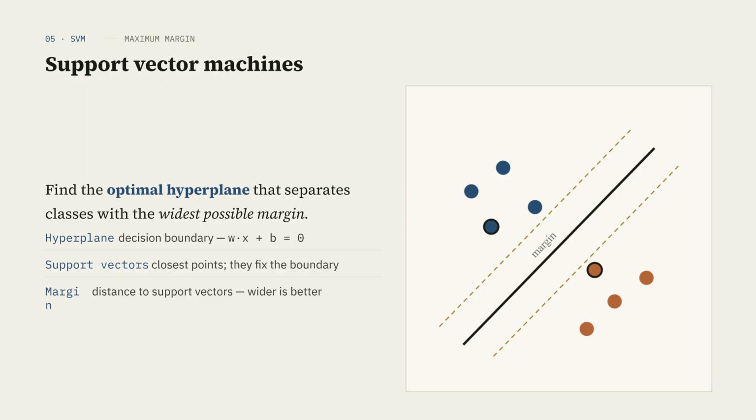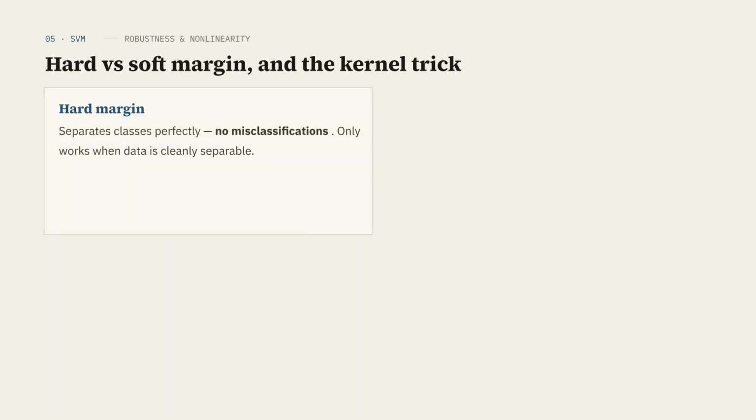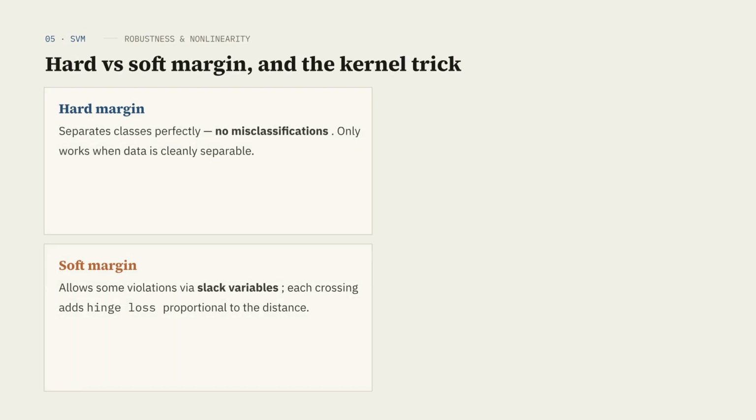Support vector machines aim to find the optimal hyperplane that separates classes with the widest possible margin. The support vectors are the crucial data points that sit closest to the boundary and determine its final position. SVMs use either a hard margin for perfectly separable data or a soft margin with slack variables for noise.